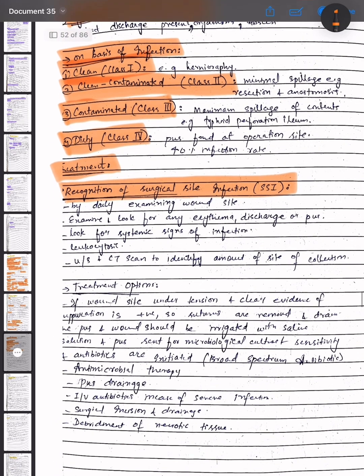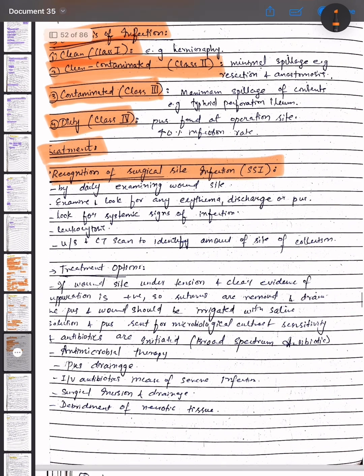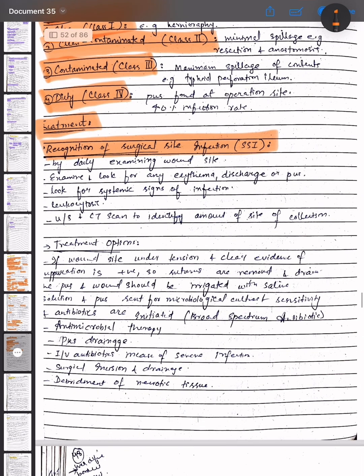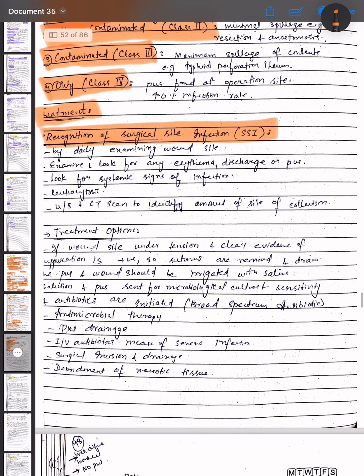By daily examining the wound site, look for any erythema, discharge or pus. Look for systemic signs of infection and look for leukocytosis. Ultrasound and CT scan are done to identify the amount and site of collection. Okay, what are the treatment options that we have?